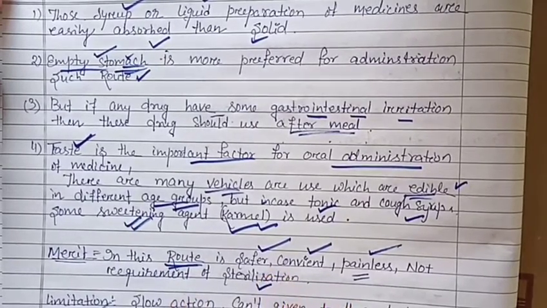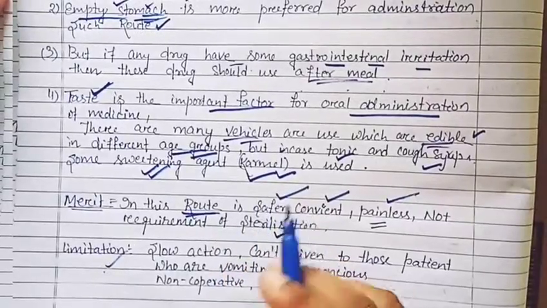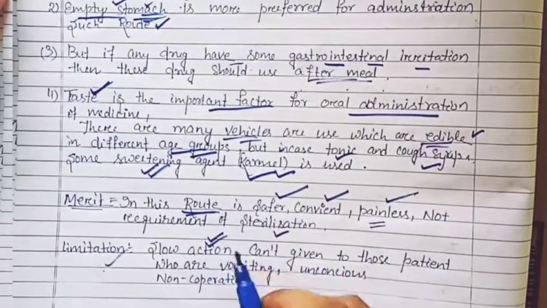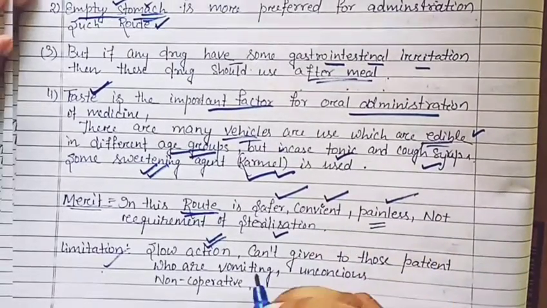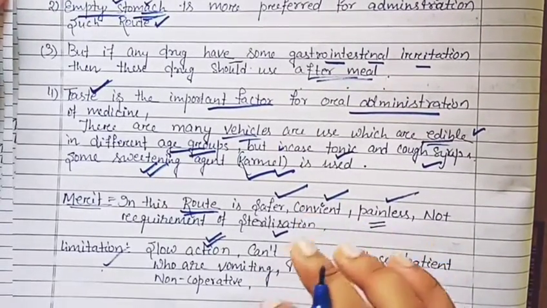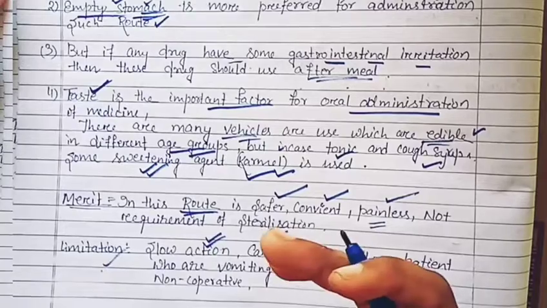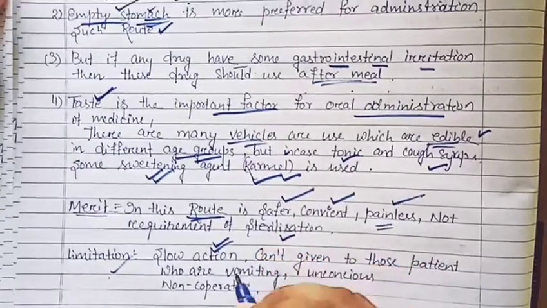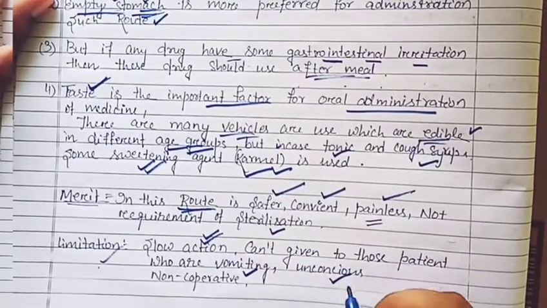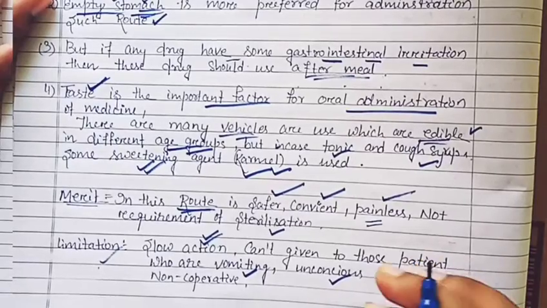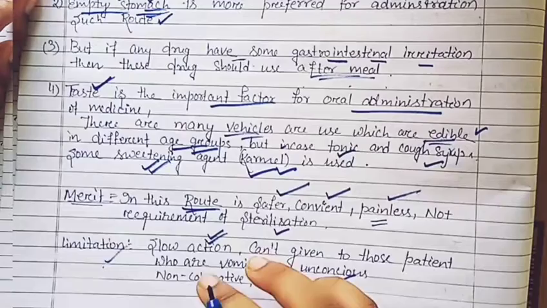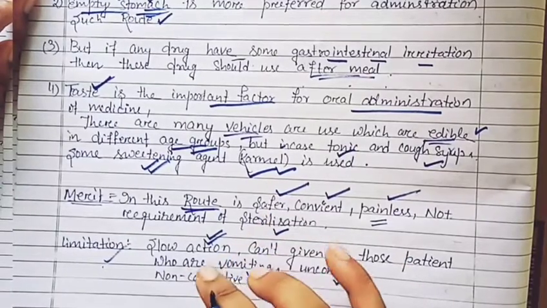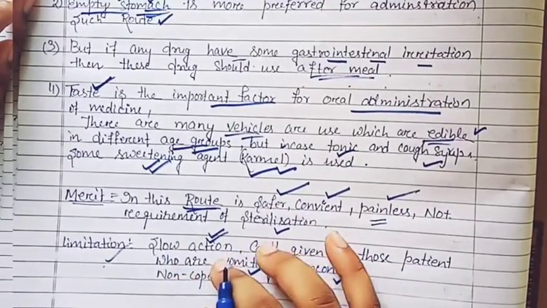Whereas limitation means drawback. What is its drawback? It acts slowly, and we can't use the oral route in every patient, because of patients who are vomiting, unconscious, or mad persons who are not cooperative. In those cases we can't give the oral route. These are the limiting points.